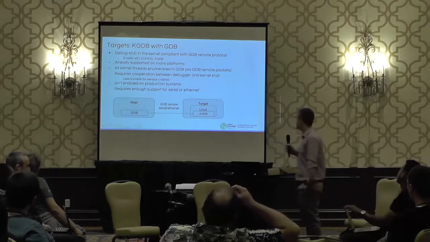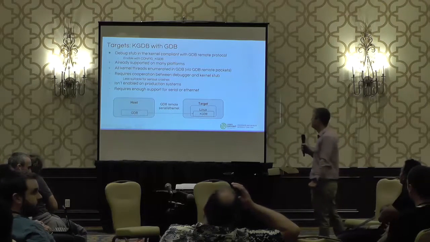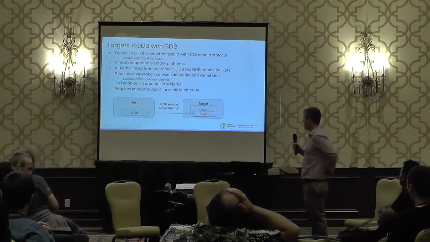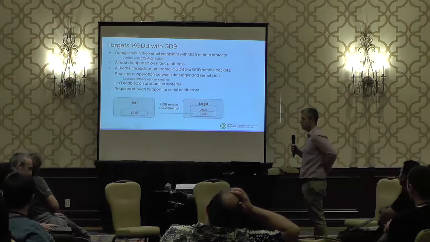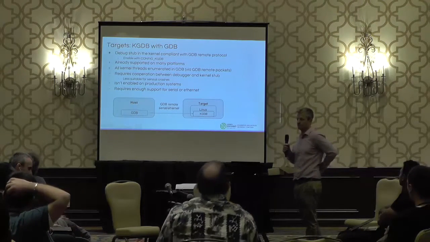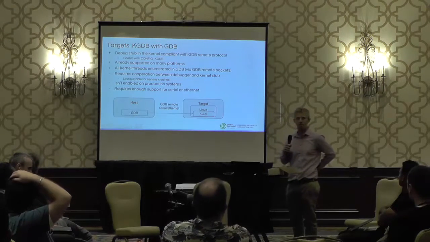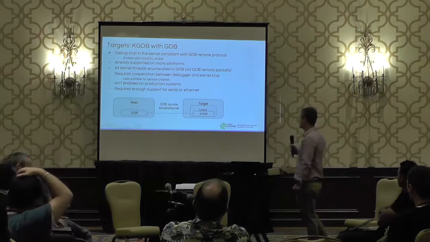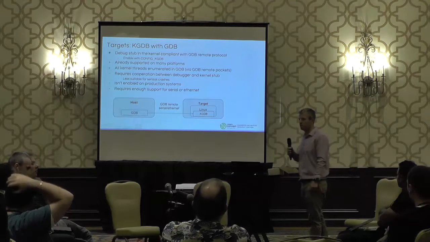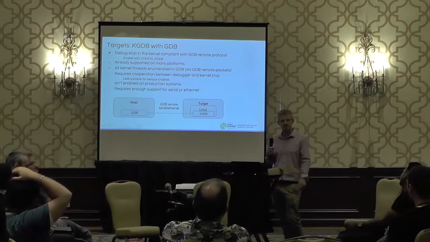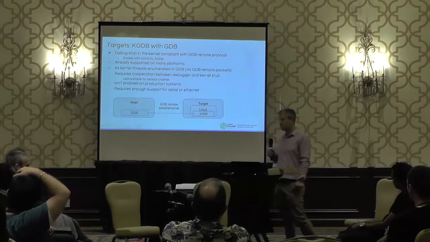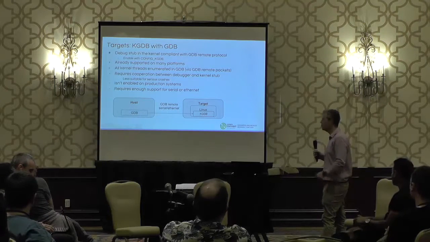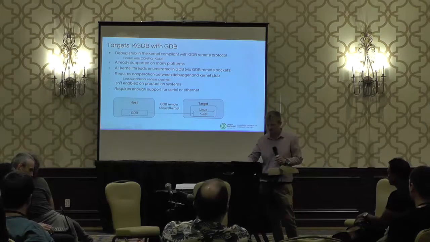So KGDB with GDB: you turn on the CONFIG_KGDB Kconfig symbol. The advantages are it's already supported on many platforms, and all the kernel threads are correctly enumerated in GDB, which is something that we're going to talk a bit about in this presentation. But it quite often isn't enabled on production systems, and it requires a certain amount of workingness of the target for the stub to be alive. It also isn't that good for early hardware bring up, because you need a certain amount of support already running on your kernel to get it going.